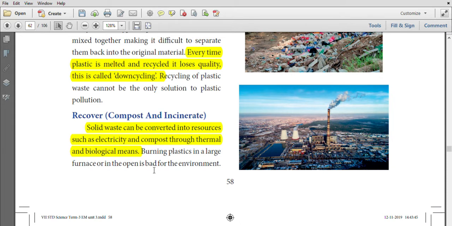Recover: solid waste can be converted into resources such as electricity and compost through thermal and biological means. By heating and biological decomposition, the solid wastes are used to produce electricity and make compost. It is called recover.